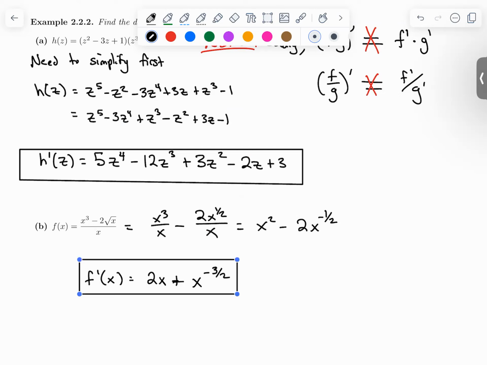Hopefully the first one makes sense by the power rule. And then by the power rule here, you're going to have a negative 2 times the negative 1/2, which makes that plus sign, plus 1. And then negative 1/2 minus 1 is negative 3/2.